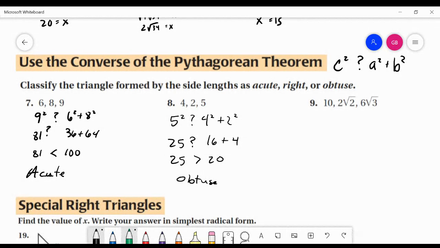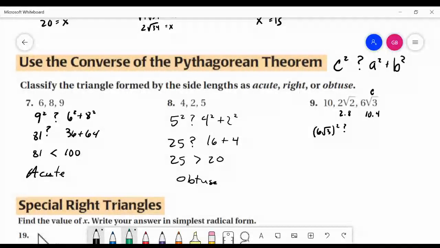Okay, last one. All right, we have some square roots here. So I need to know what those are approximately. So 2 times the square root of 2 is approximately 2.8. And then 6 times the square root of 3 is about 10.4. So that's C. So this one is C. Okay.